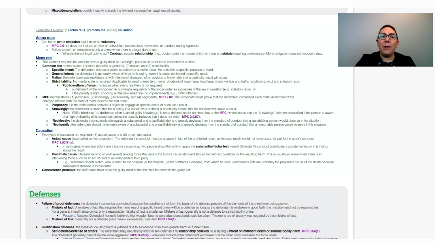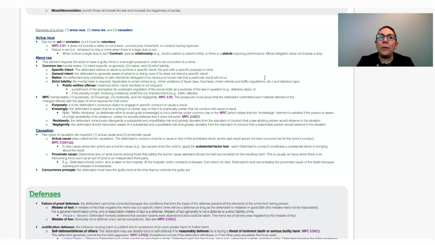The mens rea requirement is where we have to see that the person has a guilty mind. We don't punish people for mere accidents, usually. So we want to see here that at the time that they committed this bad act, they did it with a guilty mind.